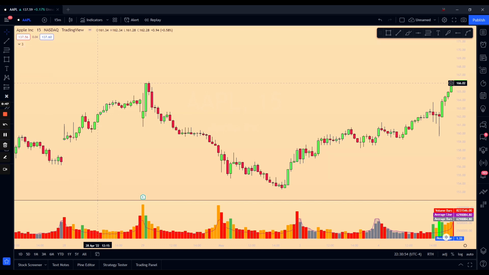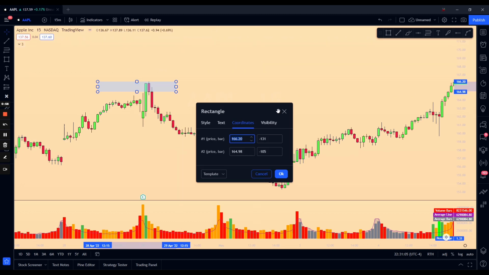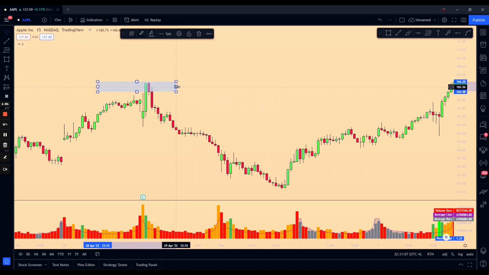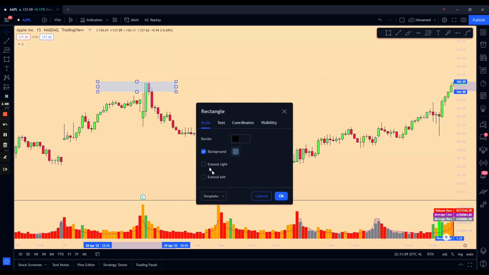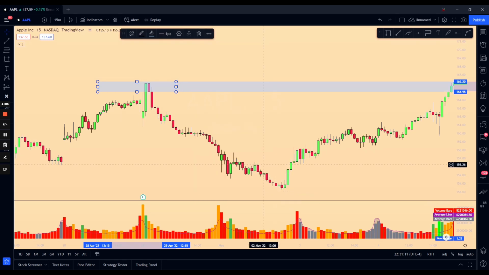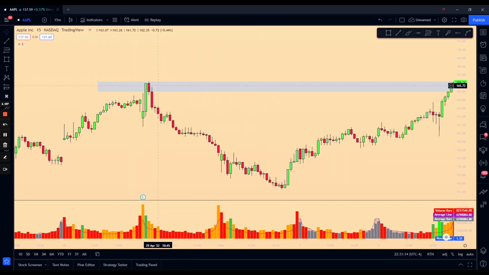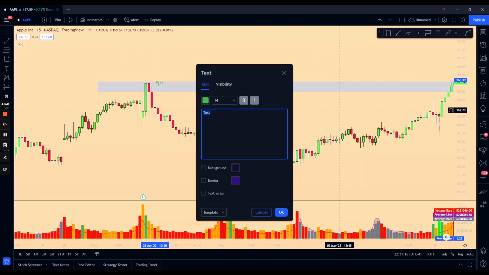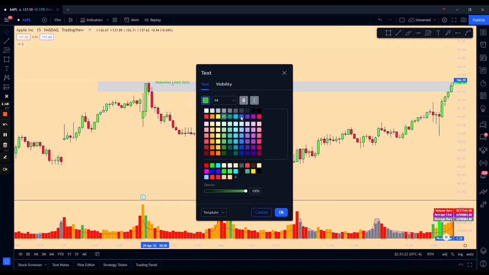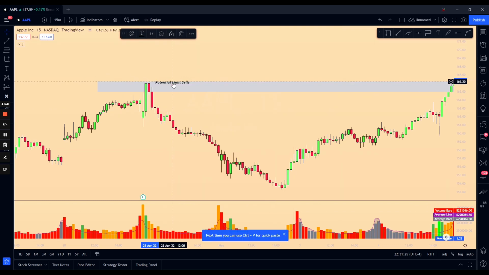So how do I draw out my zone? I like to draw it from the top of the zone to the bottom of the wick, or the bottom of the body, like this. So this would be my zone. And what I end up doing is extending it to the right or left, and you can just go here on TradingView, extend right. Now, hypothetically, what is this telling me at the zone? I'm going to write it out for you guys. Potential limit sells. I'll make this in a different color so it's easier for you guys to see.